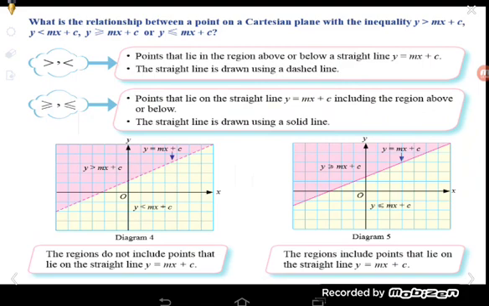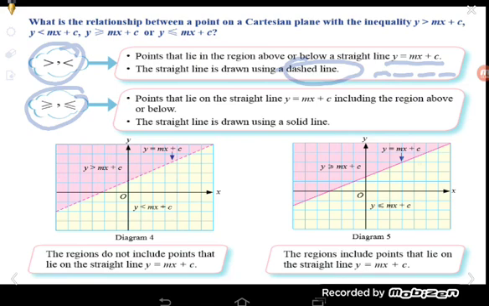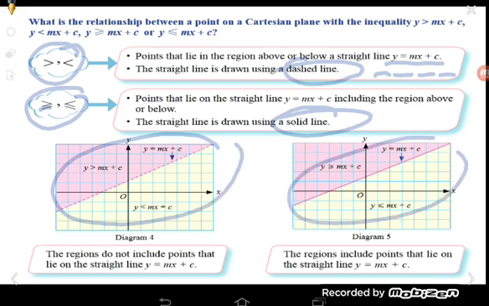So just remember, class, if you have this symbol, when you draw your straight line, it must be a dash line. This is your equation, and when you draw your straight line, you draw it dash, dash, dash. And if the inequality symbol has the equal sign, you must draw it as a solid line. So you can see, this example, this is a dash line, this is a solid line.